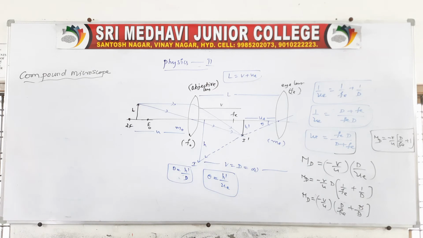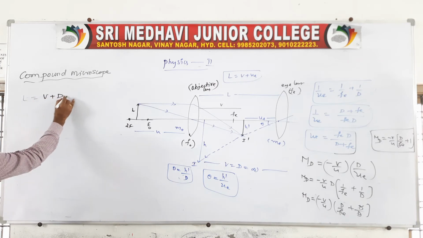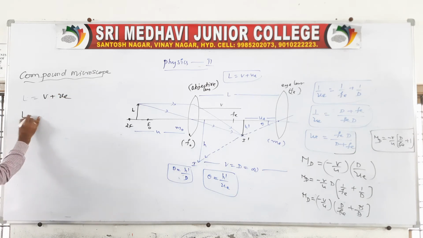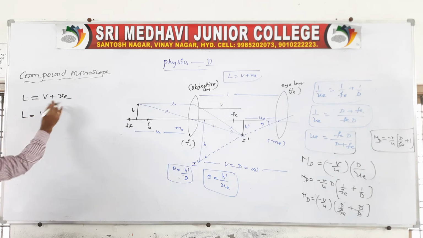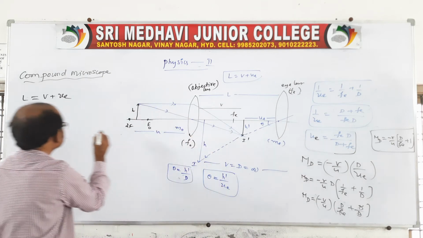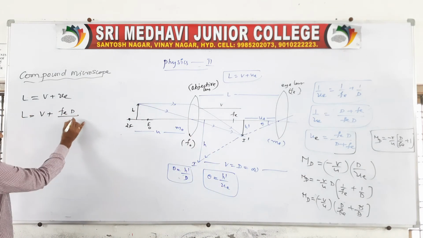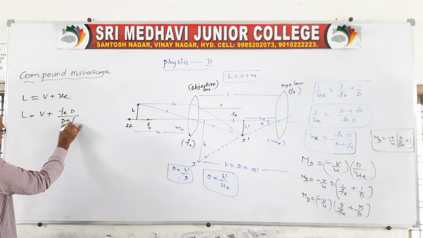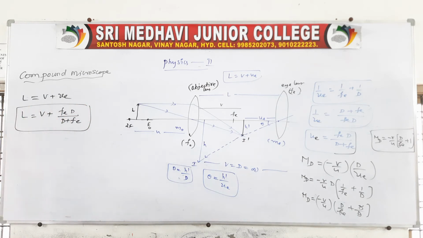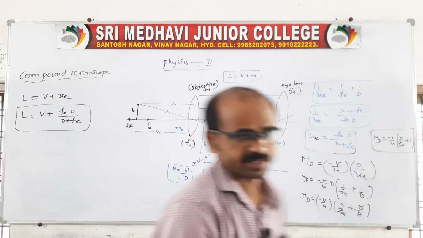Here the length or the distance L is equal to V plus UE. Sorry, it is UE. L is equal to V plus UE, which we already know. Here the UE is there, so you substitute here, and we get L equal to V plus FE U by U plus FE. So this is the distance between the two lenses. Very simple.